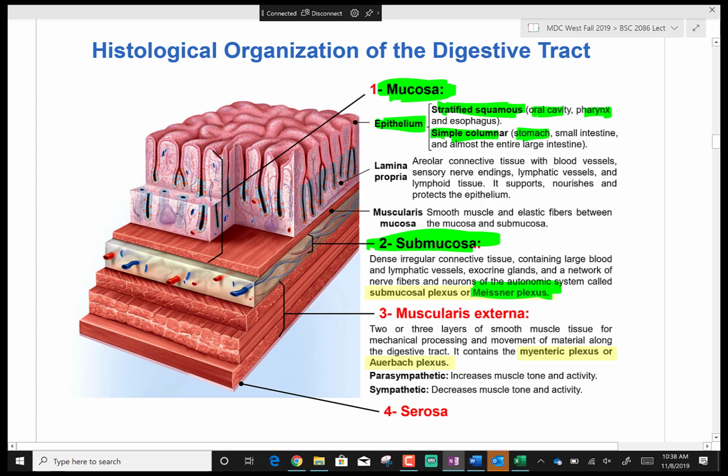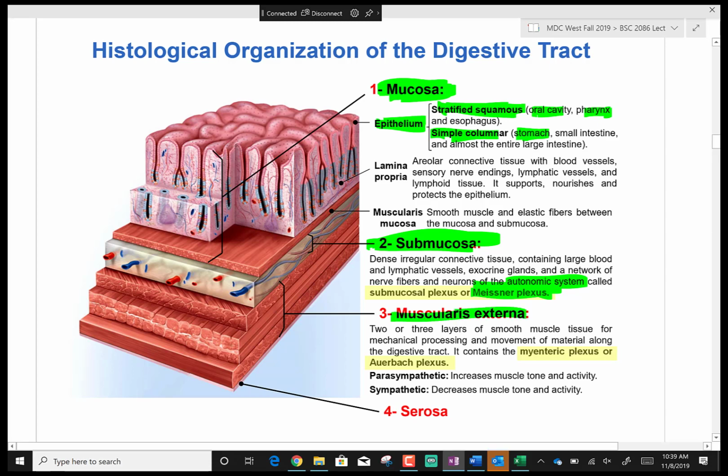What is the Meissner plexus? It is part of your autonomic system. What is your autonomic system? Can you control the autonomic system? No, right? Not normally, you should not. So that autonomic system is the one that sends the electrical impulse to regulate the impulse of peristalsis, right? The muscle contraction and relaxation, which is known as peristalsis.